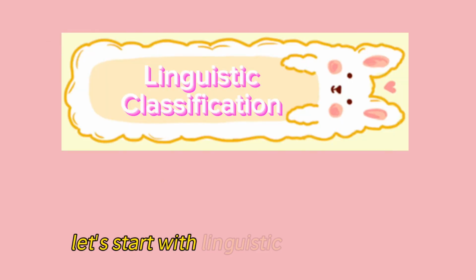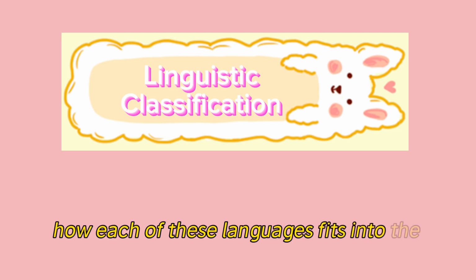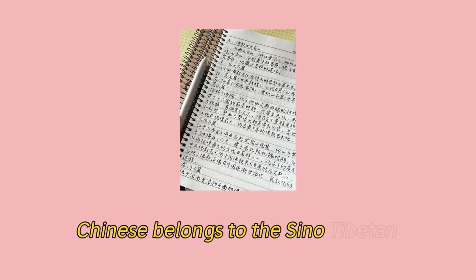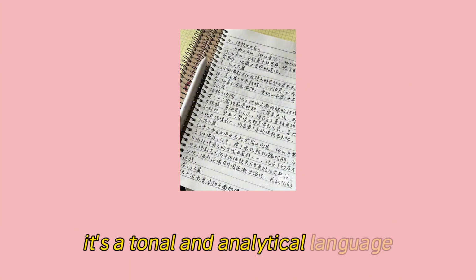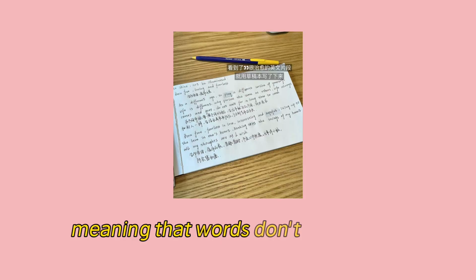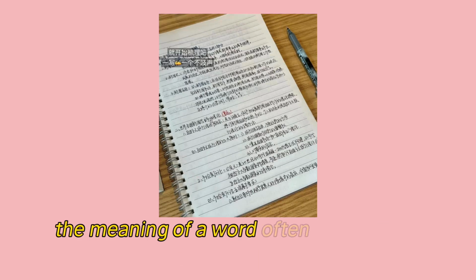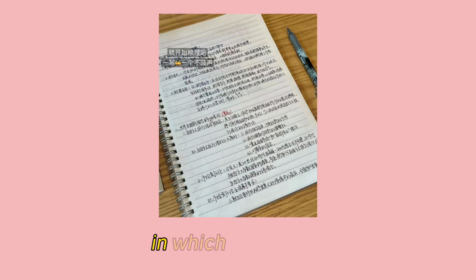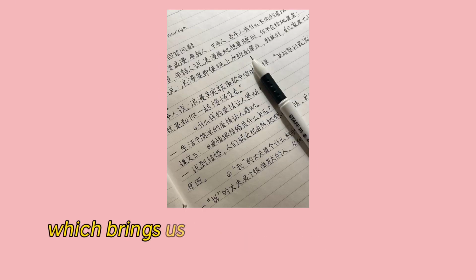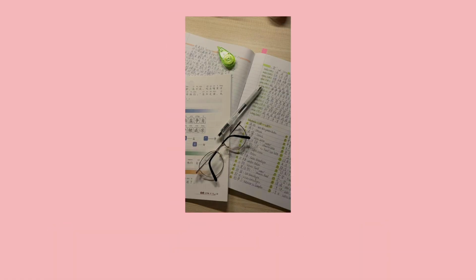Let's start with linguistic classification, how each of these languages fits into the larger family. Chinese belongs to the Sino-Tibetan language family. It's a tonal and analytical language, meaning that words don't change for tense or case. The meaning of a word often depends on the tone in which it's spoken, which brings us to one of the most notable features of Chinese: tones.